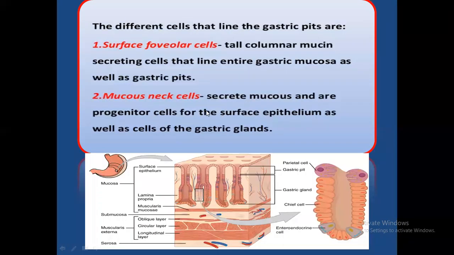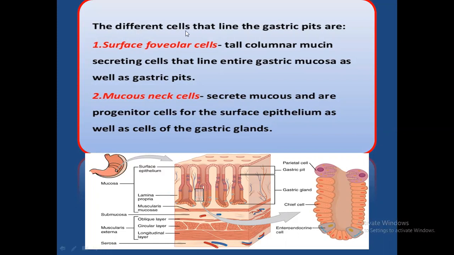The gastric glands consist of different cells. Different cells are present in the gastric pits. So what are the cells present in the gastric pits, we will discuss now. First one is surface foveolar cells. These are not present in your textbook, but I am telling you for deep understanding, and it is also useful for competitive exams like NEET and some other exams also.